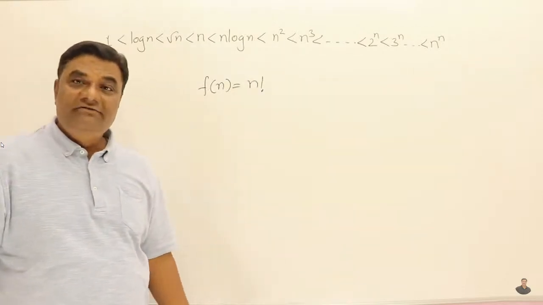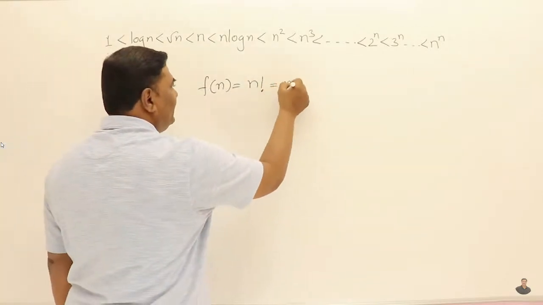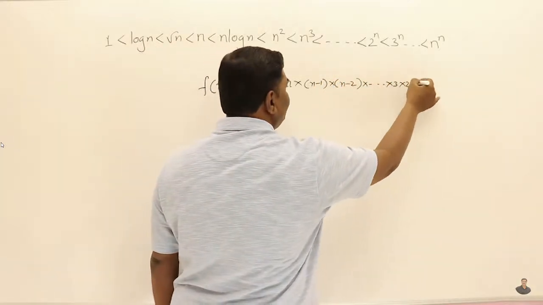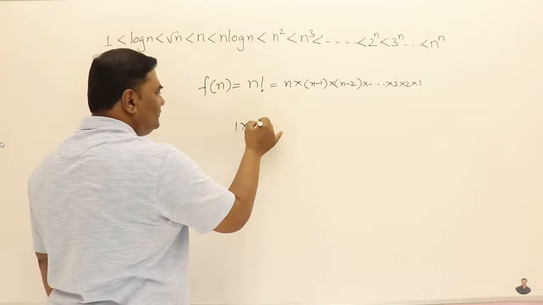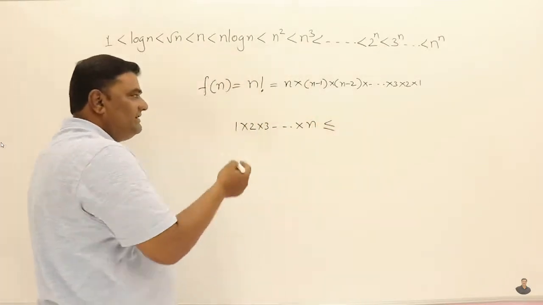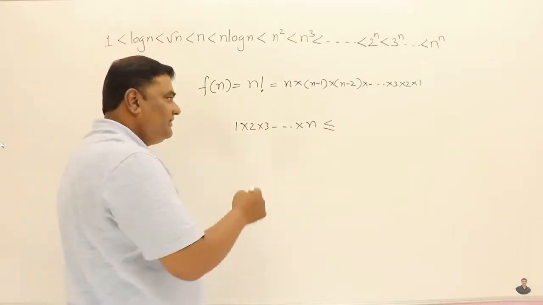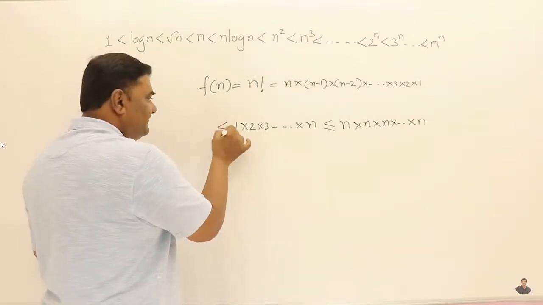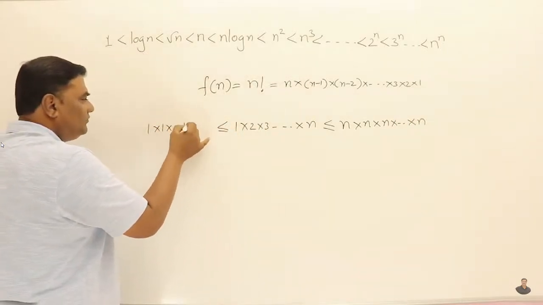Next, if a function is n factorial, then let us see. N factorial is nothing but n into n minus 1 into n minus 2 and so on down to 3 into 2 into 1. So if I write it in reverse, then 1 into 2 into 3 and so on up to n. Now this is less than or equal to what? As a practice, everything we were making as n. So here also I'll make it n into n into n and so on up to n. And this is greater than or equal to what? As a practice we'll make everything 1 into 1 into 1 and so on up to 1.